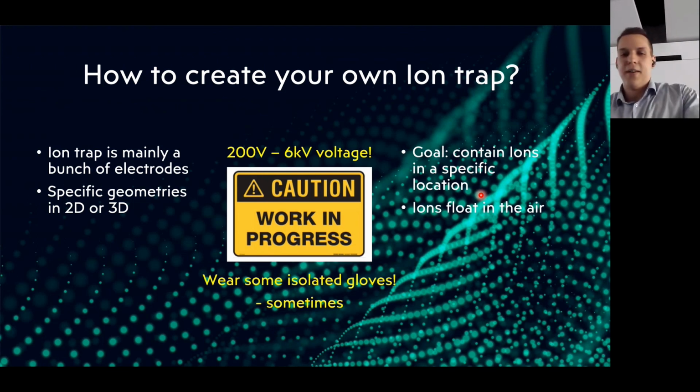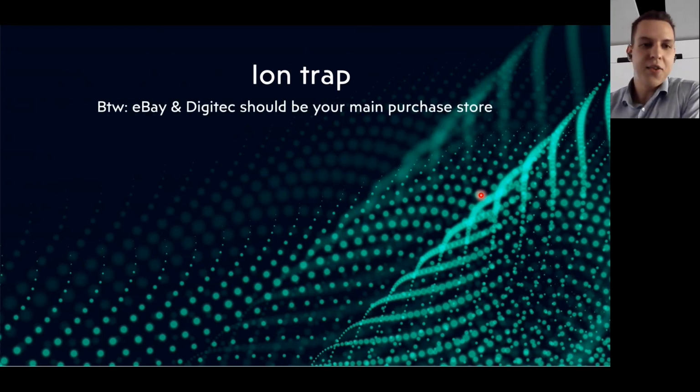And it's floating in the air, so we can see it's not just lazy and lying around, it's doing something. The ion trap: your first store of choice should be eBay or Digitech to buy the components. So get some coupons ready. You probably get them from birthday presents.